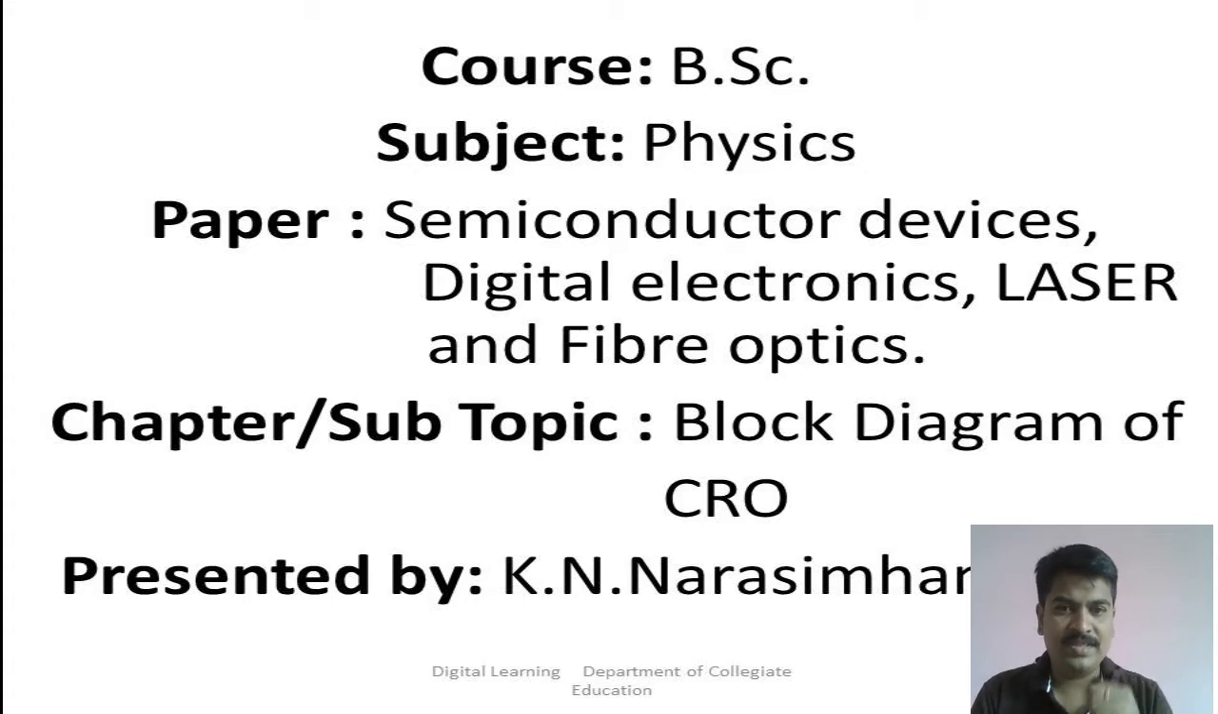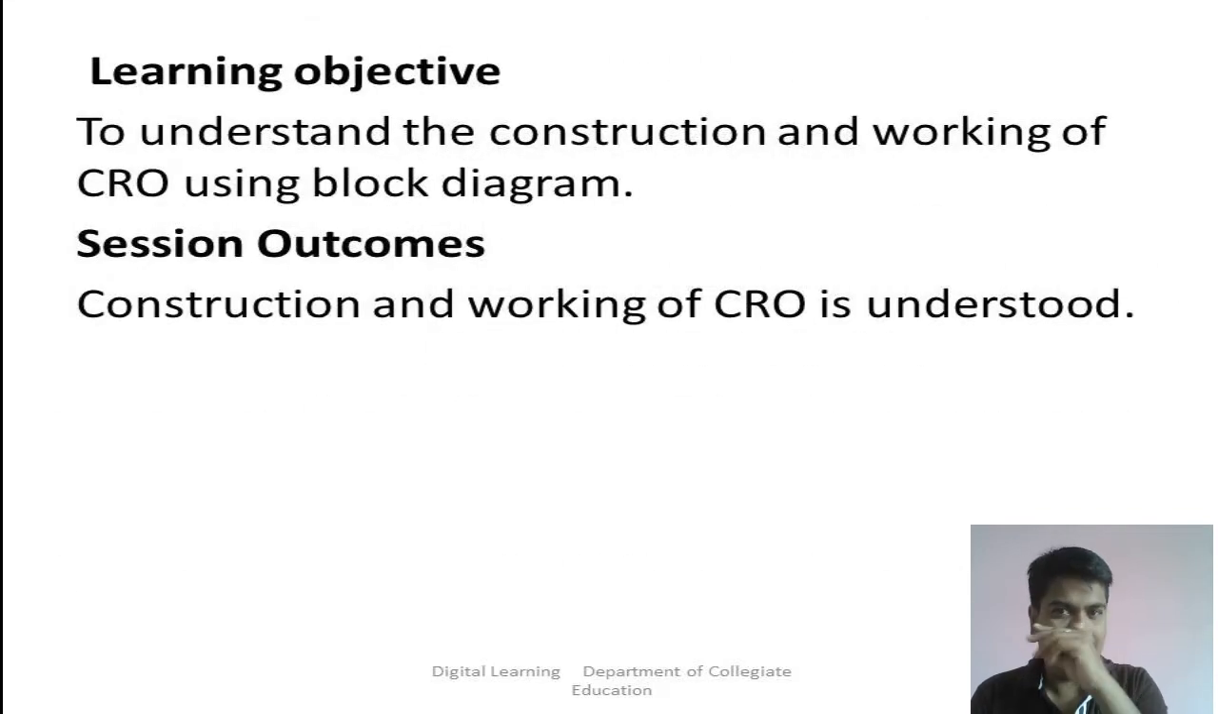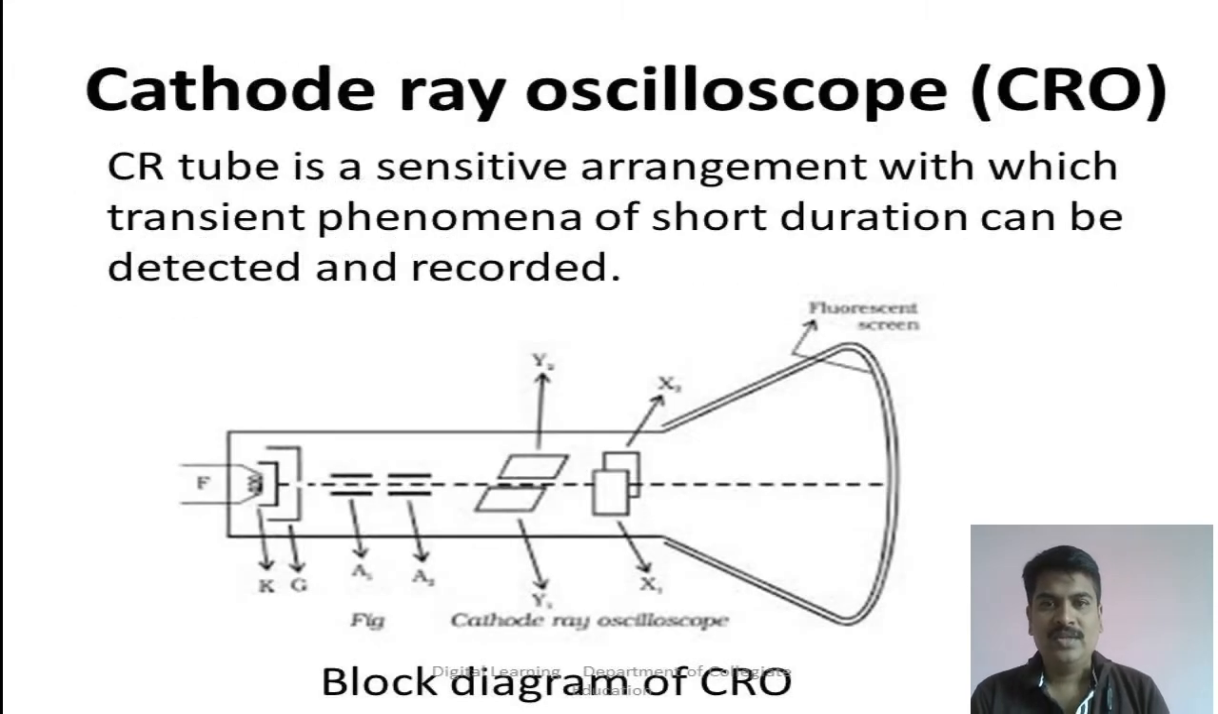The topic which I am discussing today is the block diagram of CRO. CRO expansion is cathode ray oscilloscope. Here we are going to understand the construction and also the working of the cathode ray oscilloscope with the help of a block diagram. So the cathode ray oscilloscope consists of a CR tube.